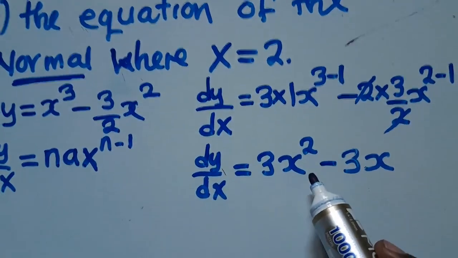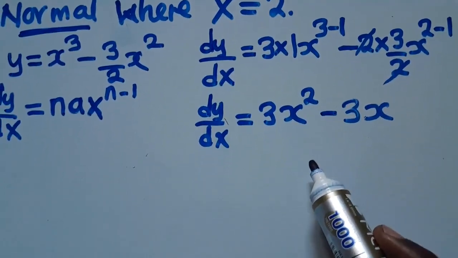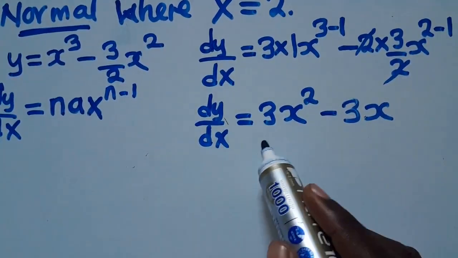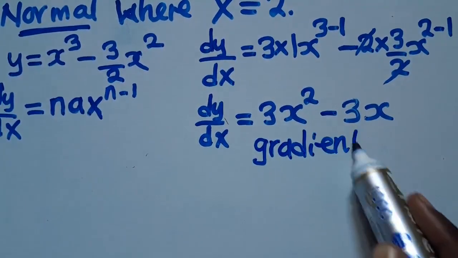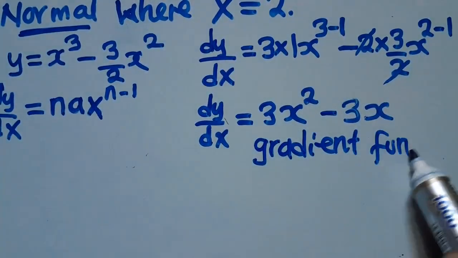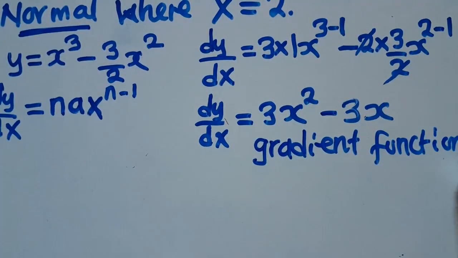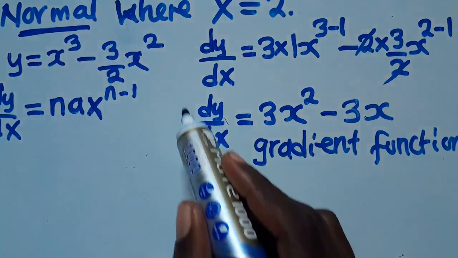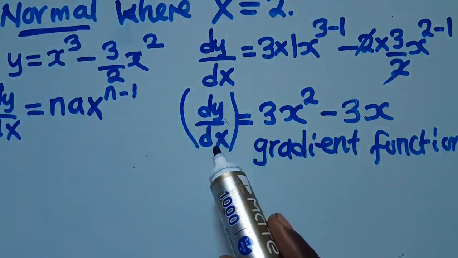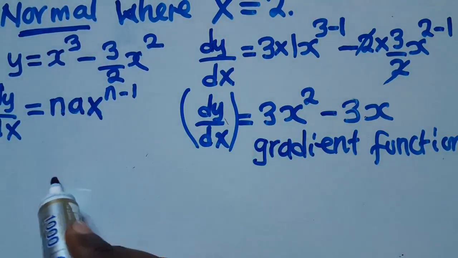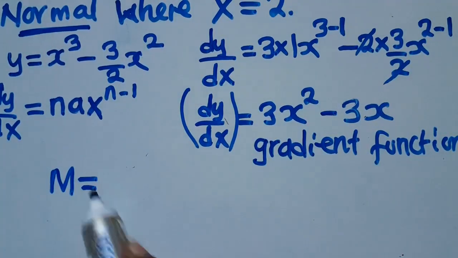And this thing which we found here, it is called a gradient function. That's how we call it. So if you are taught to find the gradient function, it's just the same as you are taught to differentiate. So the answer that you get after differentiating is called the gradient function. So here where there is this dy dx, that's the gradient, difference in the y over difference in x. So you say m is equal to.